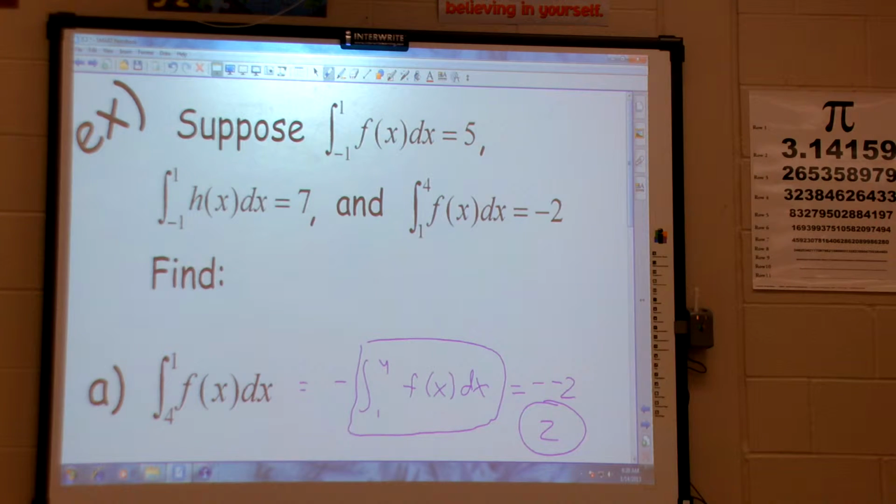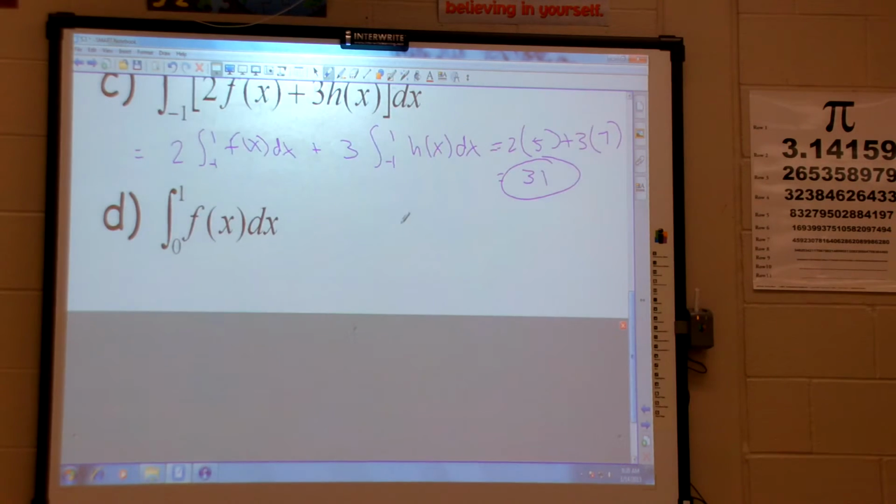Most people think, well, if I know from -1 to 1, can I just take half of that? But the problem is, what if your function looks like, woo! You take half of it, that's not exactly an equal measure, correct? So this one is not enough information. I love those.